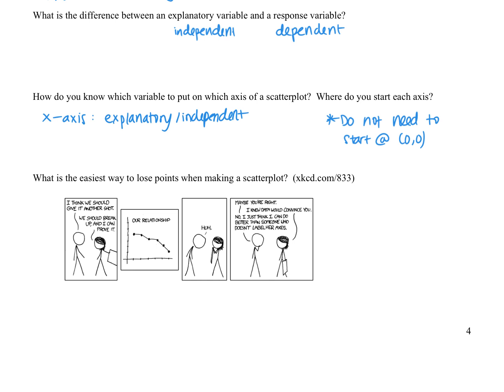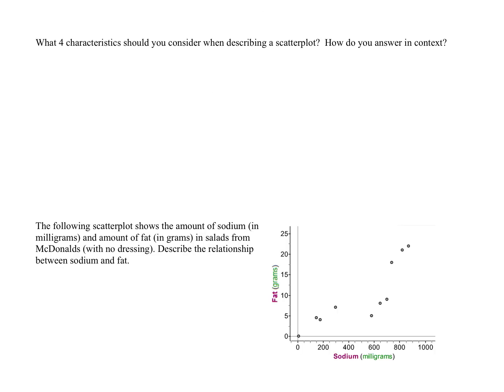When you are making a scatter plot, the easiest way to lose points is forgetting labels. We need to label the x-axis, the y-axis, and put a title. Okay, none of that is new. This is really the only thing that is probably new to you.